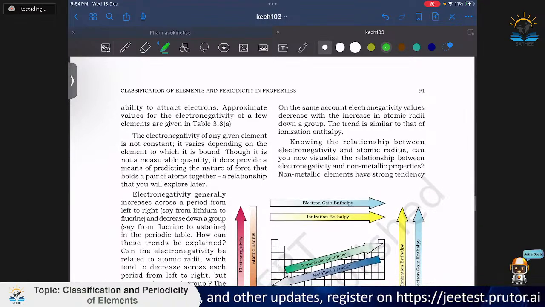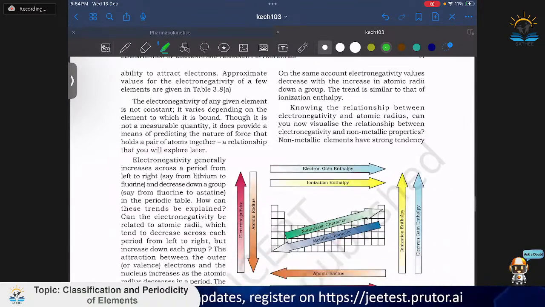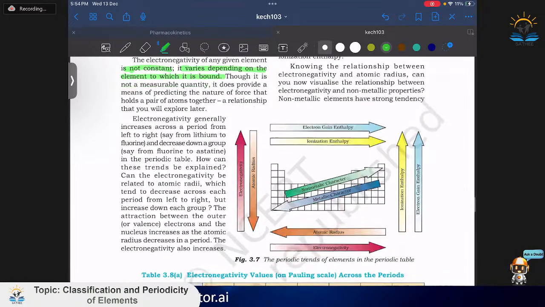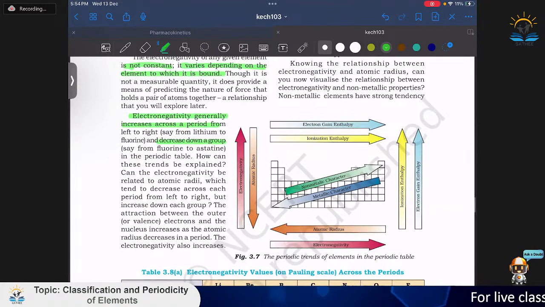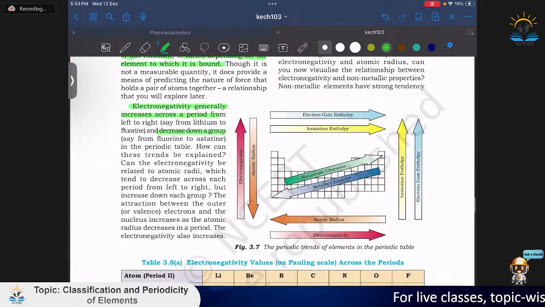Moving on, electronegativity. The trends are, see, electronegativity is not constant also. It varies depending on the element to which it is bound. Though it is not a measurable quantity, it provides a means of predicting the nature of force that holds a pair of atoms together. Then electronegativity generally increases across a period and decreases down a group. How do you explain these trends? Basis of the previous trends.